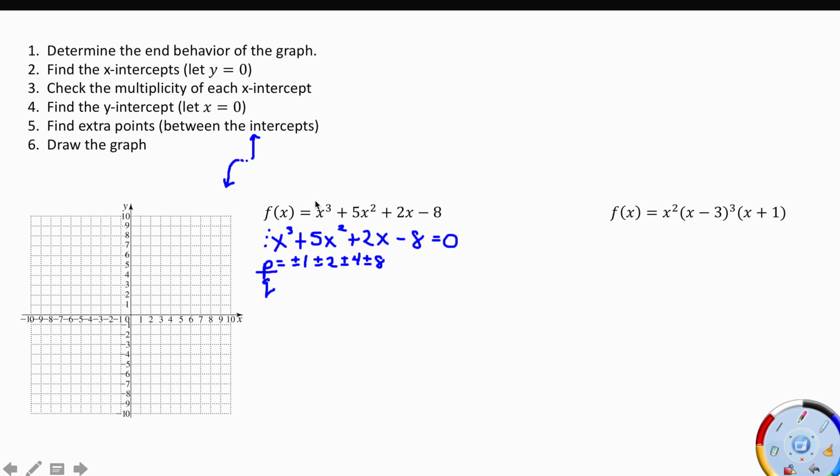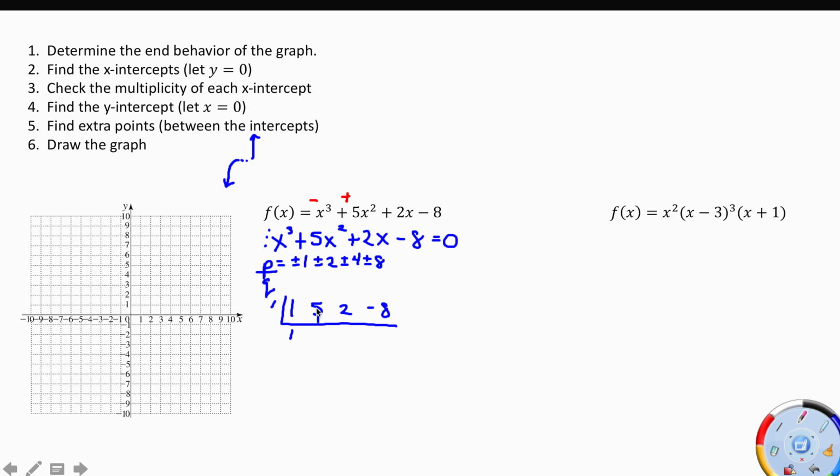What if I plug in a negative x? That would be negative, that would be positive, so no help there. All right, make sure I don't have any missing terms. 3, 2, 1, 0, and they all are in descending order, so that I can do my synthetic division. I'm just going to start with 1.